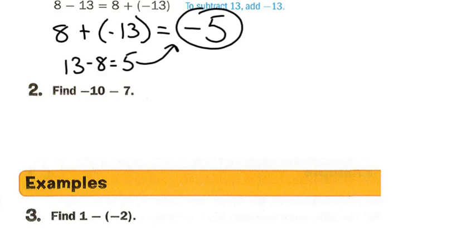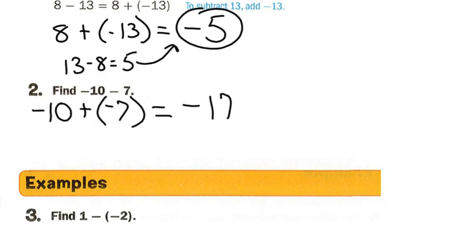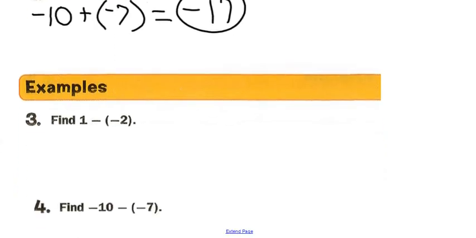So let's look at negative 10 minus 7. Again, let's turn this into an addition problem. Negative 10, change subtraction to addition, and we flip the sign of my integer: negative 10 plus negative 7. Two negatives added together are negative, and I take the absolute values and add them together, so 10 plus 7 is 17. So I end up with an answer of negative 17.